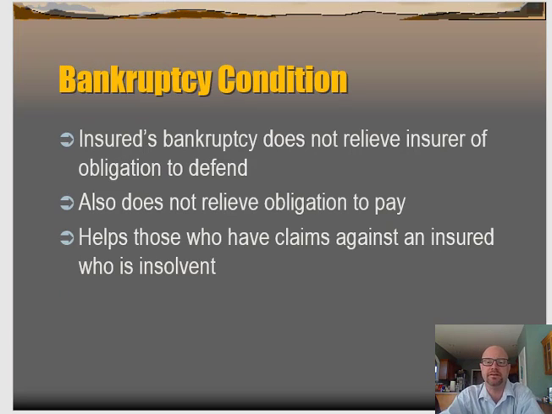So the first one, the bankruptcy condition. This one's actually pretty straightforward. It just says that if I'm the company that bought insurance and I go bankrupt, that doesn't mean that the insurance company is off the hook for defending me if there's a liability lawsuit, or that they won't have to pay. Just because I go bankrupt, they're still going to have to defend me. And they spell that out in the conditions to show that, yeah, just because you go bankrupt, that doesn't mean that the obligation of your insurance company will end. So that's a simple, straightforward one. It's probably not one that would ordinarily come up very often or that anybody would expect, but it's listed. So we'll go ahead and mention that briefly.